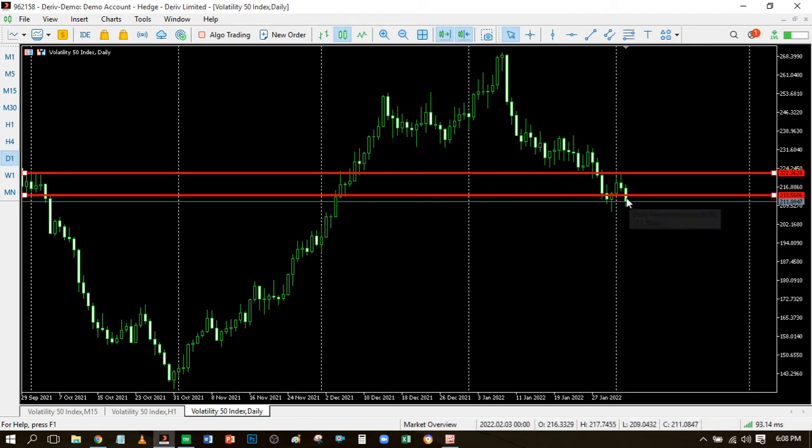Now if the market is trending downwards, automatically I'll be looking for only sell trades. Only sell trades. Even if I get a buy opportunity, I will not buy. Why? Because the market is below this lower band. Take note.